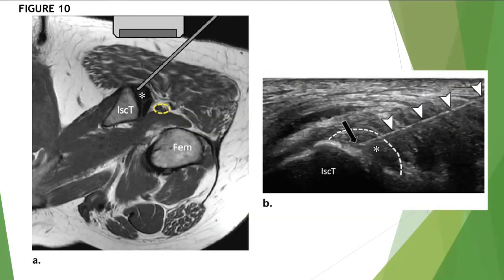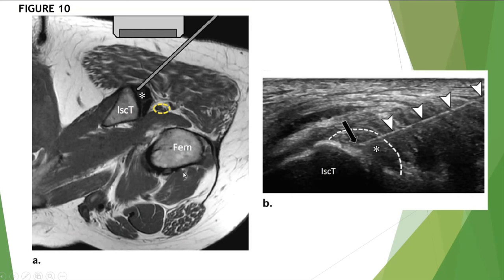Here in figure 10, we're having injection of platelet-rich plasma into the hamstring tendon origin. So here we have first an axial T1 MR image. The drawing is showing here the ideal position of the transducer, and then the needle axis from lateral to medial into the hamstring tendon origin, which is marked here by the asterisk. So you have landmarks, which is the ischial tuberosity, and also you have the proximal femur.